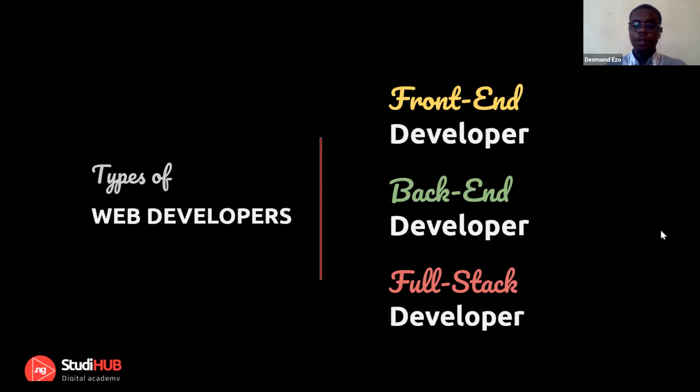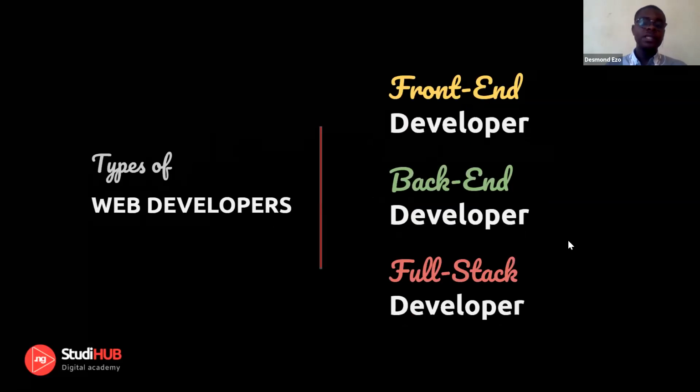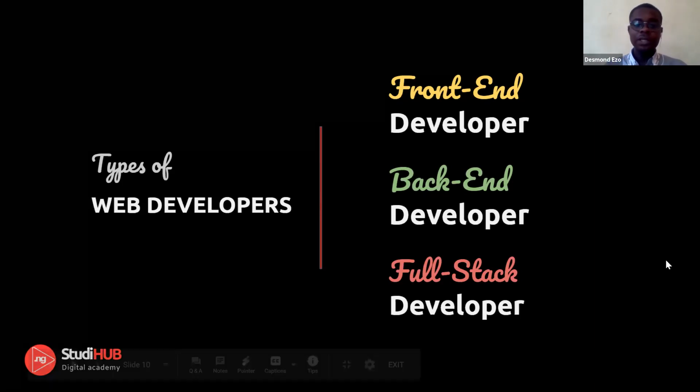So these specializations have brought about different kinds of web developers now. We now have a front-end developer, a back-end developer, and a full-stack developer. We'll be talking about each of these in detail, and we'll begin with the front-end developer. But before we talk about who a front-end developer is, there's something really important that you have to take note of. The modern websites and modern web applications that we use today are broken down into three parts.